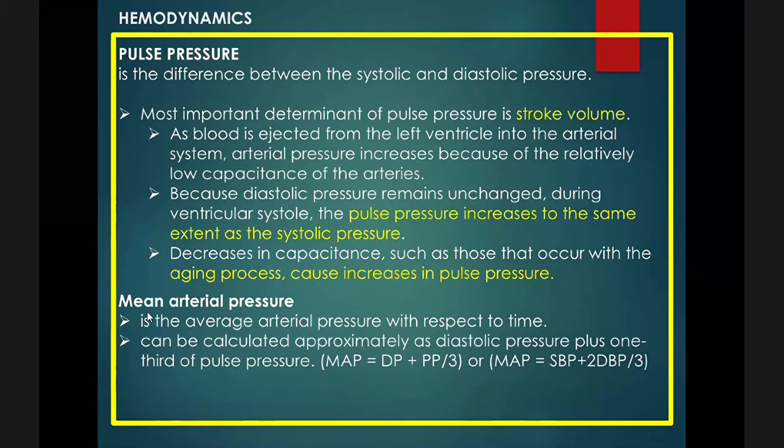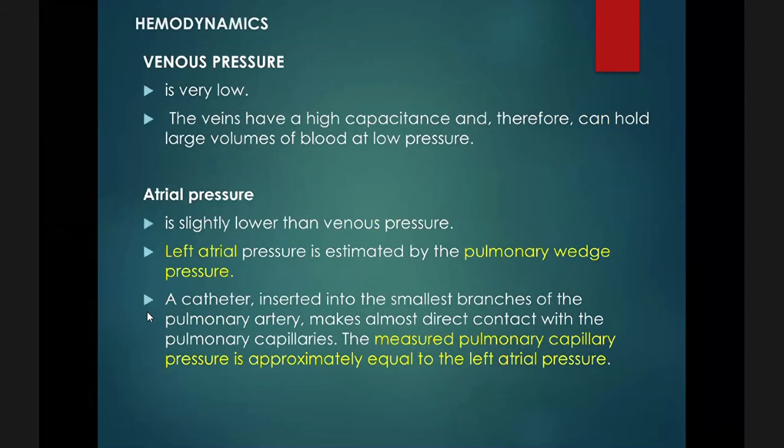Sorry, excited lang. So venous pressure is very low. It has the highest capacitance. Alam na natin yung formula ng capacitance. It is directly proportional to volume of blood. The higher the volume, it will distend the vessel, so the capacitance will also increase. But it is inversely proportional to pressure, and that is why the pressure in the veins is low.